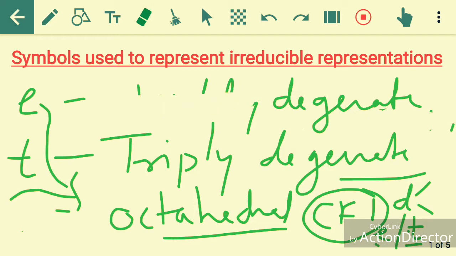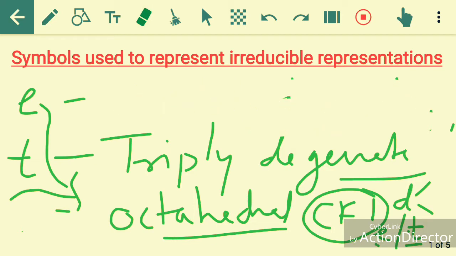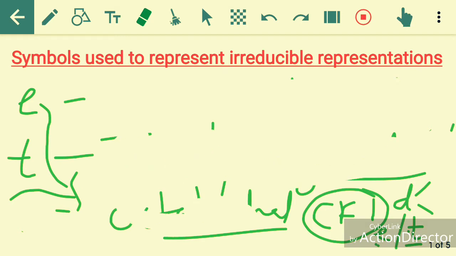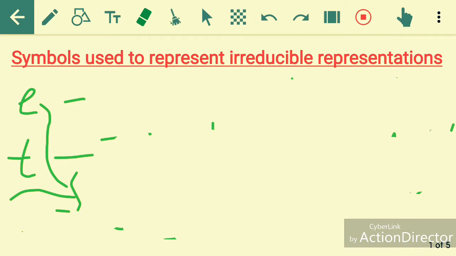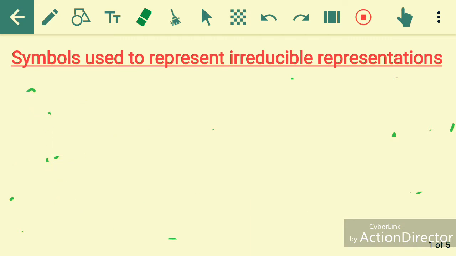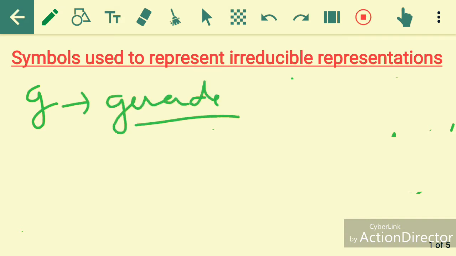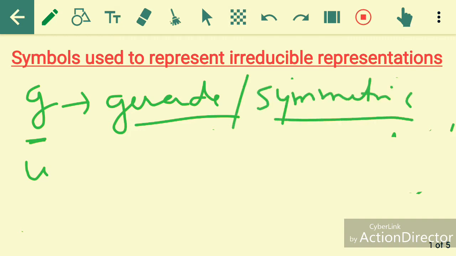Now, the fifth symbols which are used to represent irreducible representations are G and U. These are very important. G means gerade. What do we mean by gerade? G and U are generally used as subscripts in terms or states. Gerade means symmetric with respect to the center of inversion.